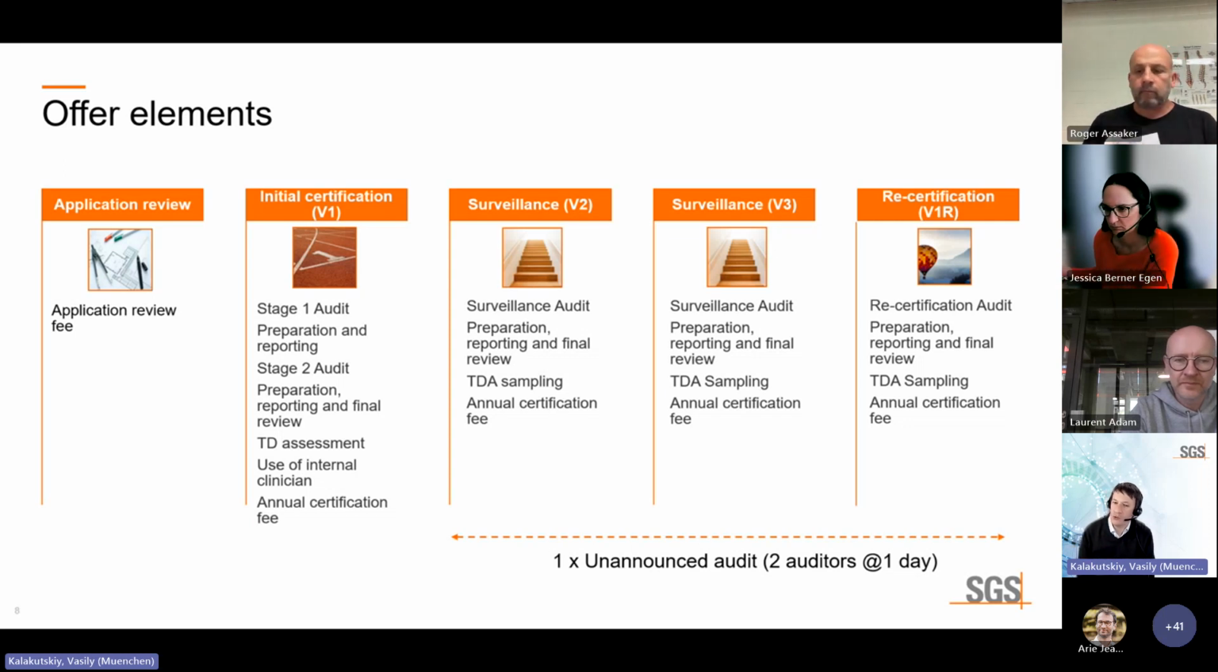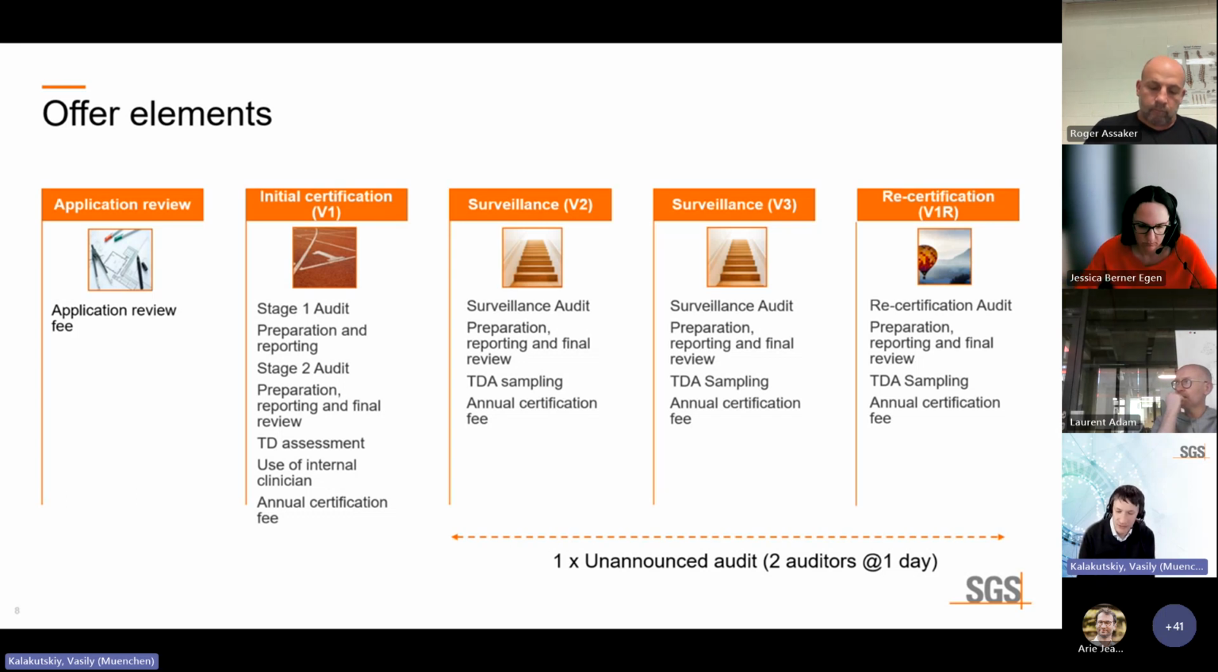Also, the unannounced audit is mentioned on the side of the quote because it's required to have it, but no one can say when it happens. The unannounced audit is calculated based on 1 day of work for 2 auditors. It is a small add-on to the whole picture. So this is about the structure of our quote.